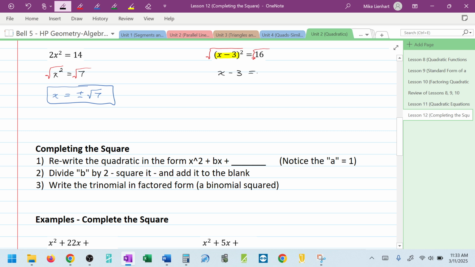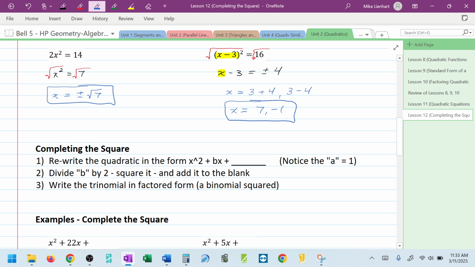And on the right side, I have a plus and minus, or positive and negative, 4. This is still not solved for the variable. All right, so what do I need to do here? I'm going to add 3 to both sides. That leaves me with 3 plus 4 and 3 minus 4. I clean that up and I get x is equal to 7 and negative 1.